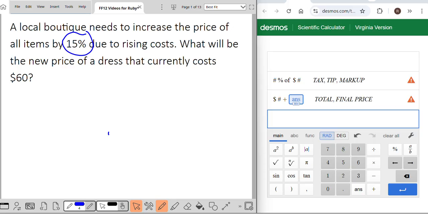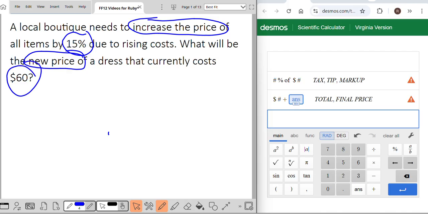So it says a local boutique needs to increase the price of all items by 15% due to rising costs. What will be the new price of the dress that currently costs $60? All right, so just like it says up here, we're going to start with the number before the percent. So 15% of, then we're going to put the number after the dollar sign, which is 60.